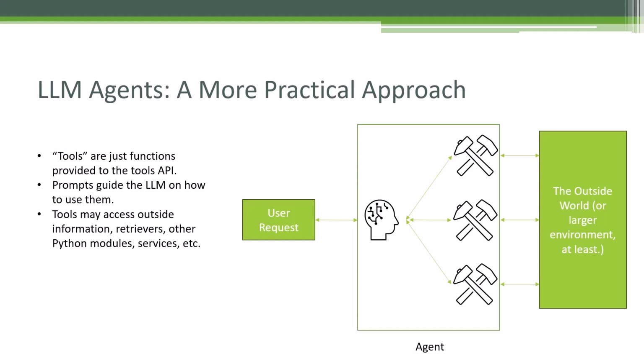So it can access outside information. It can do a Google search. It can access retrievers like in a RAG system. It can run its own Python code or anything else. It can hit external services, anything you can dream up. So this is sort of breaking LLMs out into the real world, if you will. That sounds scary.